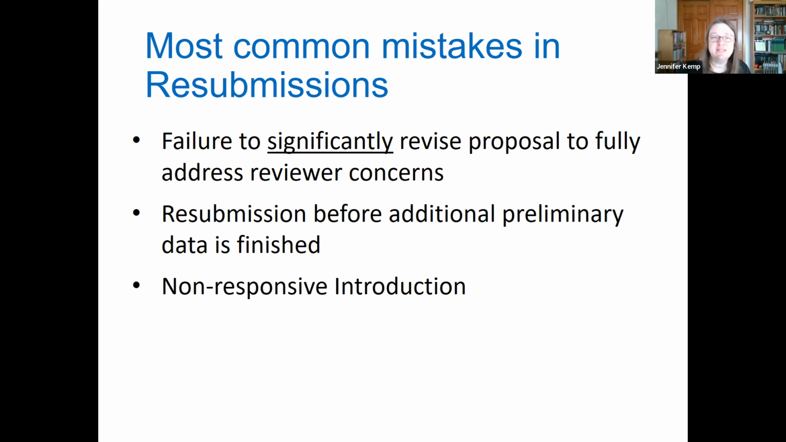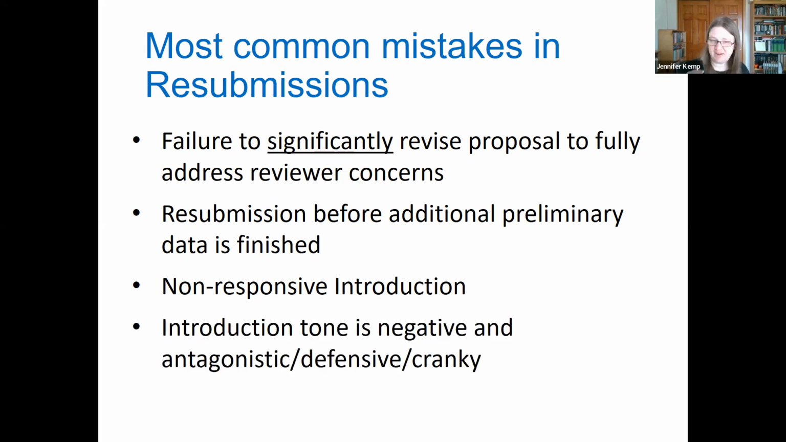Another common reason for failure is that the introduction itself was non-responsive. The language and the tone just didn't sound like you're going all the way to fix the problems. And finally, if the tone is negative or defensive or cranky or antagonistic in any way, it's really a turn off and it just annoys them. And that's obviously something you don't want to do.